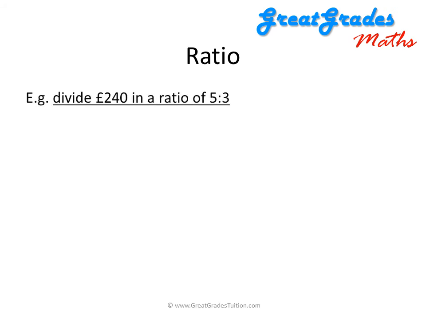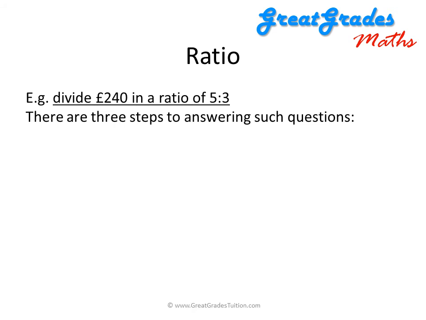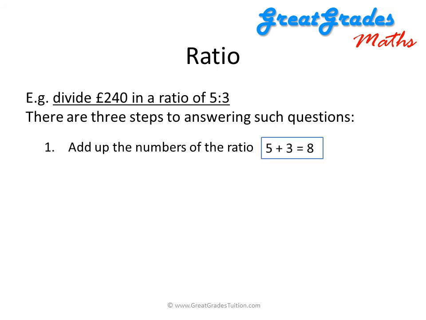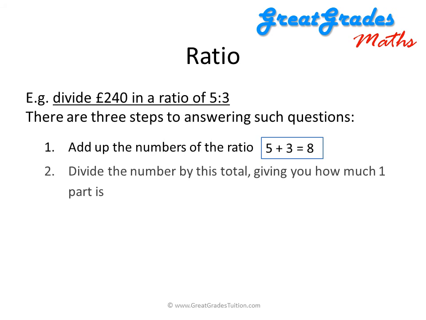A typical exam question that we could be asked is to divide £240 into a ratio of 5 to 3. Now there are three steps that we need to follow in order to answer such questions. The first is that we need to add up the numbers of the ratio. So the numbers of the ratio are 5 and 3, so we add these together and 5 plus 3 gives us 8. So we have to split up £240 into 8 parts altogether.